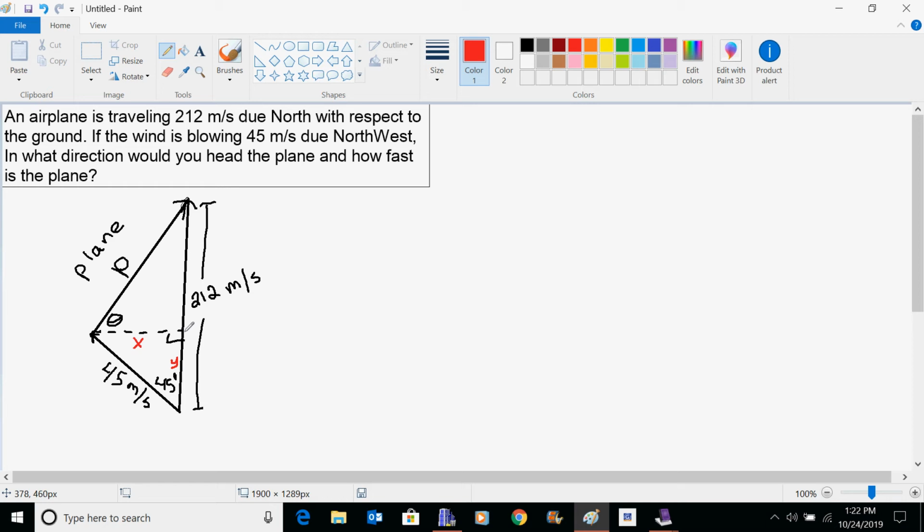And so how is finding y going to help us to find this opposite side? Oh, you can subtract y from 212. There we go. Okay, good. I wanted you to figure it out rather than have me just blurt out the answer. So we're going to have to find y so that we can subtract it from the 212. So let's start off by finding x and y.